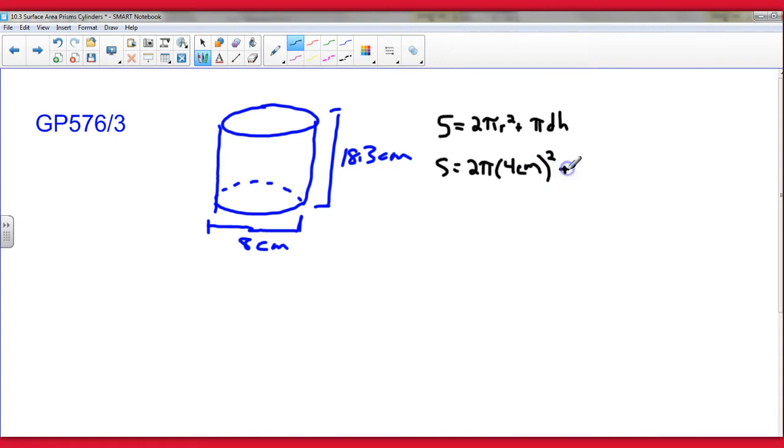Plus, we have pi times the diameter. And what is it, your diameter? That's right, it's 8. We multiply by 8 centimeters. And then the height, which is the distance between these bases, which is 18.3 centimeters.